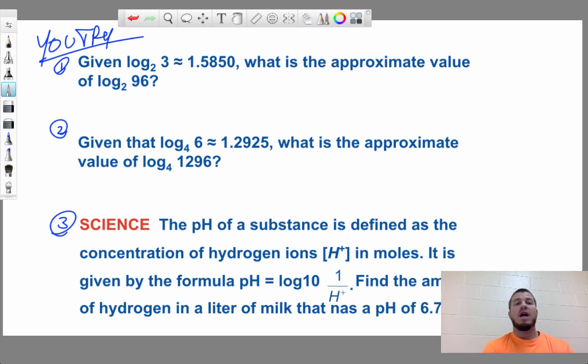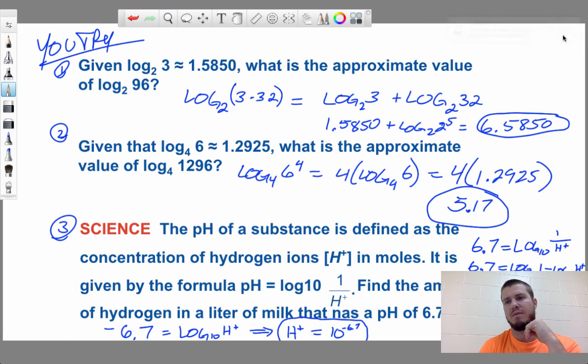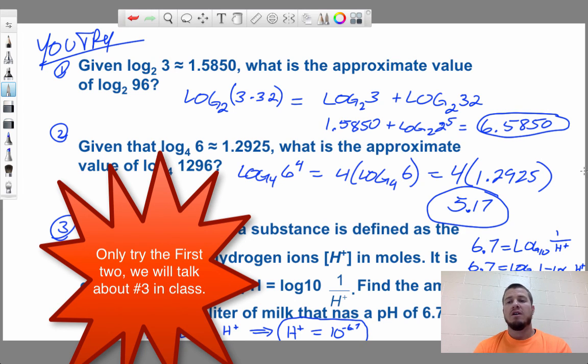Yay! Okay, so go ahead and try these 3, and I'll give the answers in 5 seconds. Okay, so you should have gotten for the first one 6.5850, the second one 5.17. This first one, going back to show you how I did it, if you can see here, I wanted to get a 3 out of this 96. So that 96 is 3 times 32. And if I separate those, I know what log base 2 of 3 is from what they gave me.